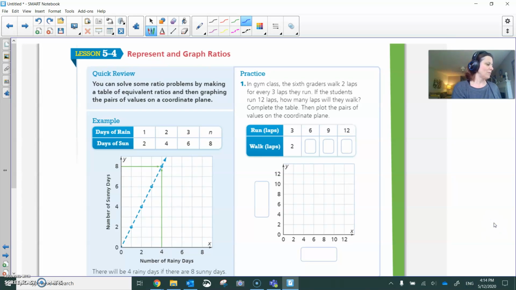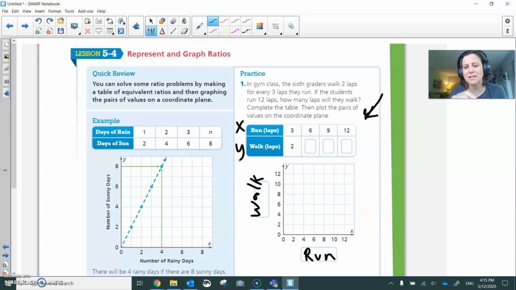Okay, what we've got going on here, we are going to have the number of laps that you run be the x-axis and the number of laps that you walk be the y-axis. The reason why I say that is typically when you have a table on its side, like this table right here is on its side, the thing on top is usually the x's and the thing on bottom is usually the y's. You could flip-flop those and you'll still get the right answer.